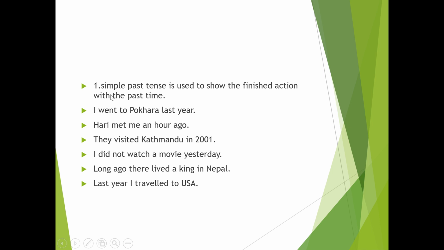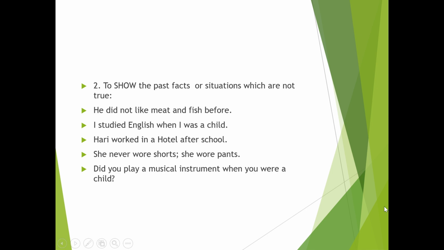उदाहरणहरू हुन्. सबैमा went past हो, made past हो, visited, did, lived past, traveled is also simple past. Okay, these are the past tense. And कति बेला simple past tense प्रयोग गर्छौँ? To show the past facts or situations which are not true now, जुन सत्य छैन, past को fact हो. He did not like meat and fish before. अहिले मन पराउँछ.